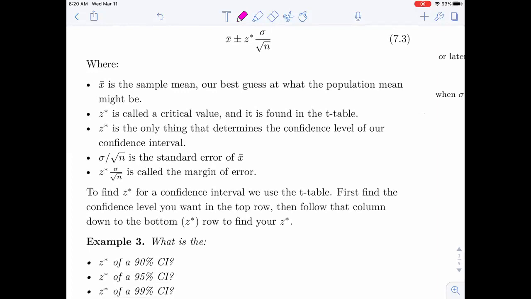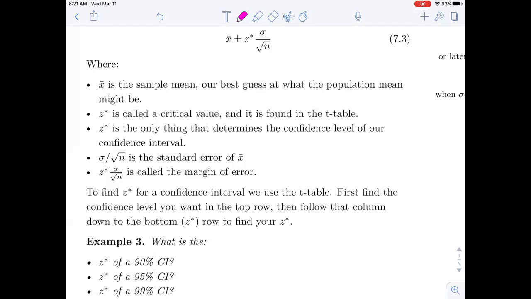All right, so here I've done a rundown of what all these components are, right? Z star is called the critical value, and here I'm saying it's found in the t table. The t table is that table that I just gave you. You can look. It says T distribution critical values is what it's called. I want you to ignore the whole middle section for a while until we get into the next chapter.